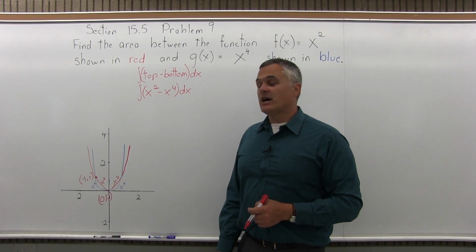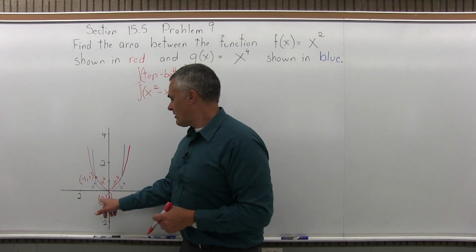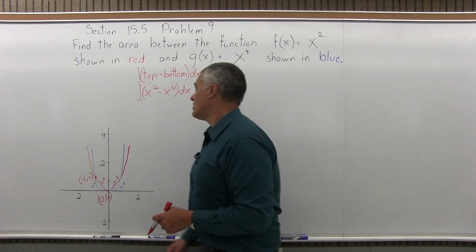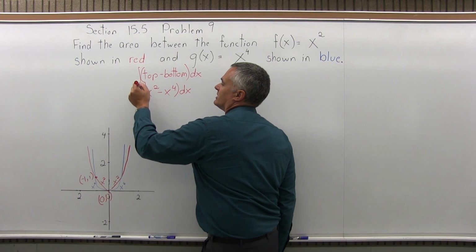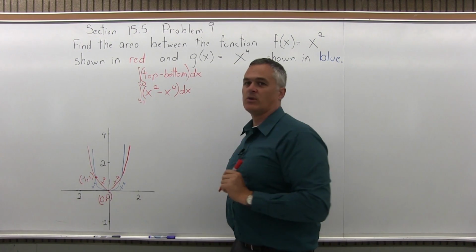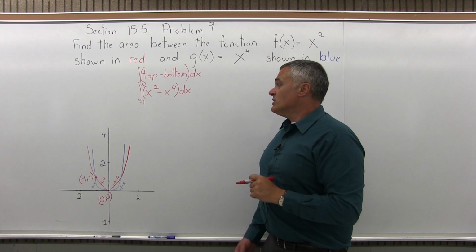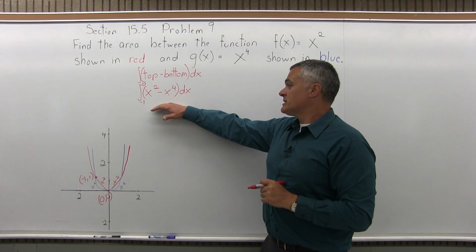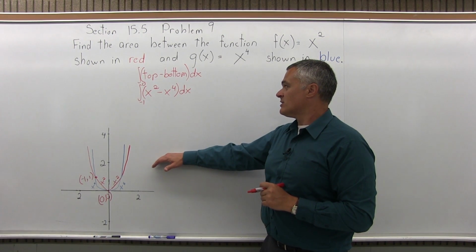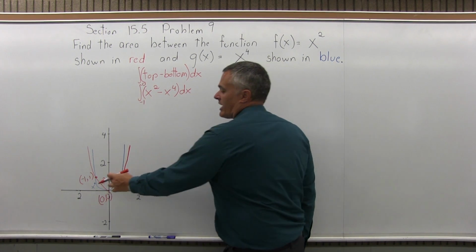You want the larger value on top. 0 is actually larger than negative 1. So 0 is my upper limit of integration, negative 1 is my lower limit of integration. So I'll go ahead and do the 4 steps that would give me the solution to that definite integral and keep track of the answer.